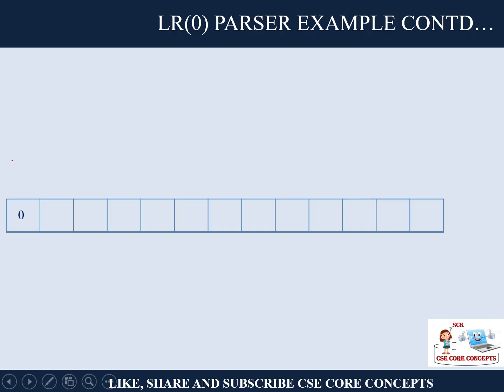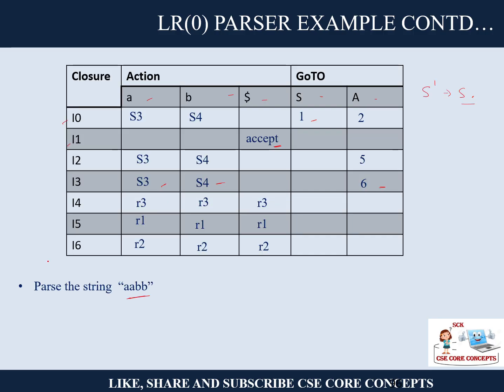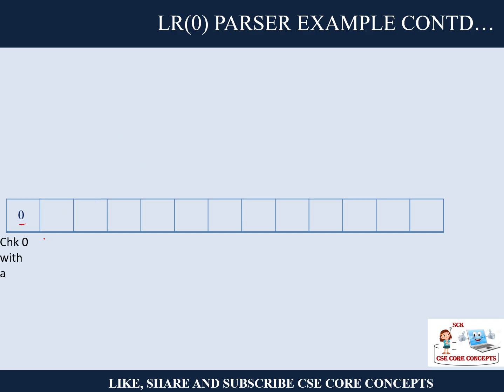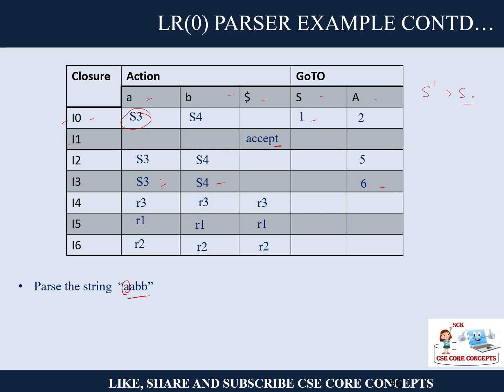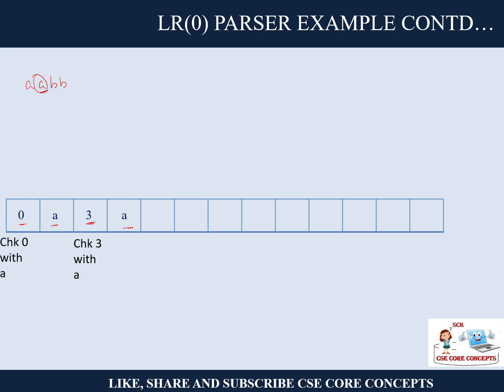So first we are going to push into the stack the 0th one. That means that we start with the 0th closure. Who is my first element of the string? Small a. So from 0 on small a, whom will I go to? S3. So we write down a and 3. Now your string is what? A, B, B, right? So next element is A. Who is the top of the stack? 3. So you check the closure 3 with A. That is again S3, right? So you will write A, 3.